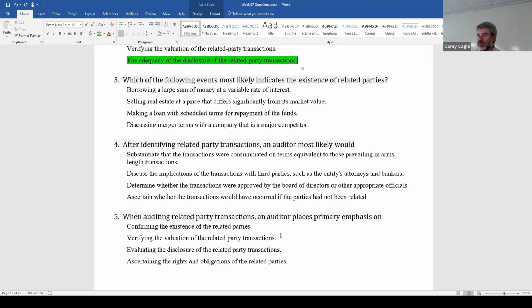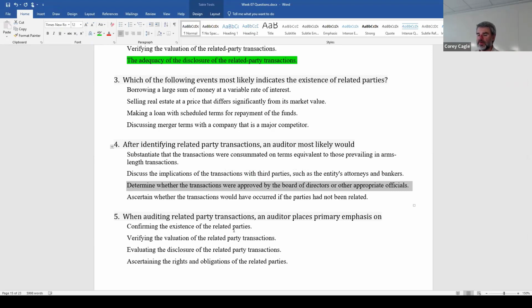C, determine whether the transactions were approved by the board of directors or other appropriate officials. That would be a concern. I don't know if it's our primary concern, but it is a concern, and they're not asking about our primary concern. So C is probably going to be it. A's not, B's not. Let's see about D. D says ascertain whether the transactions would have occurred if the parties had not been related. No, we don't care about that.